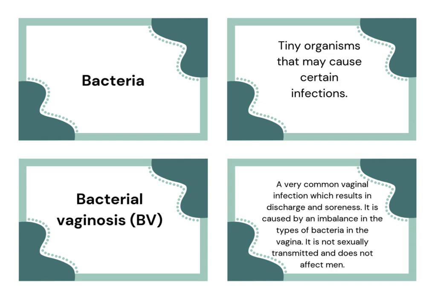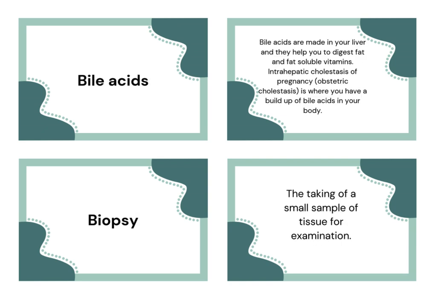Bacteria: tiny organisms that may cause certain infections. Bacterial vaginosis, BV: a very common vaginal infection which results in discharge and soreness. It is caused by an imbalance in the types of bacteria in the vagina. It is not sexually transmitted and does not affect men. Bile acids: made in your liver, they help you to digest fat and fat-soluble vitamins. Intrahepatic cholestasis of pregnancy, obstetric cholestasis: where you have a buildup of bile acids in your body.